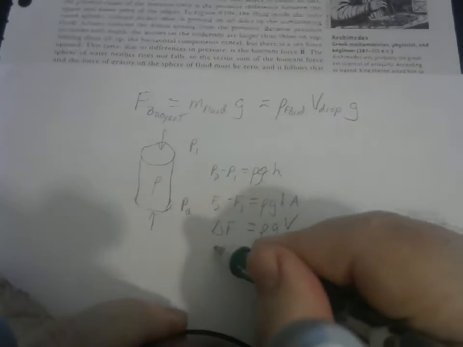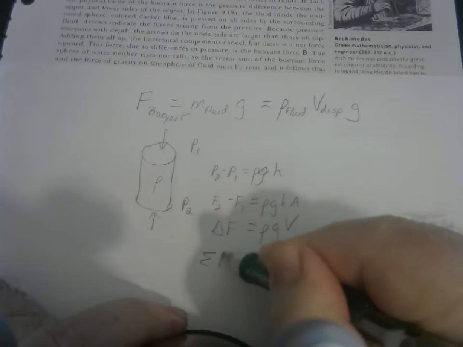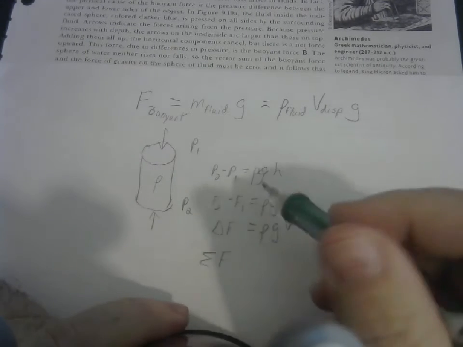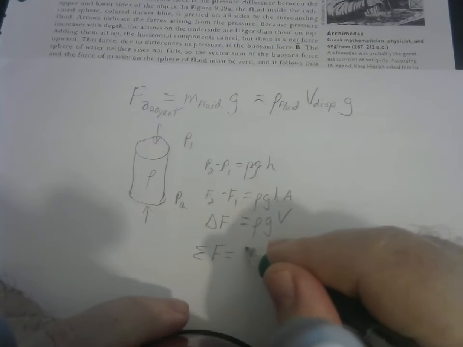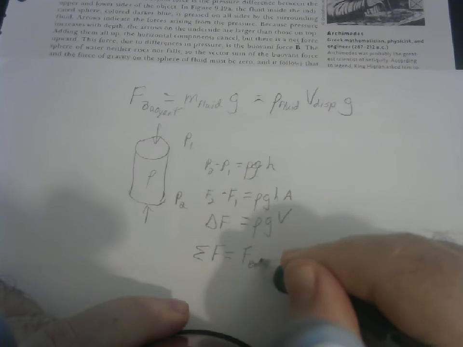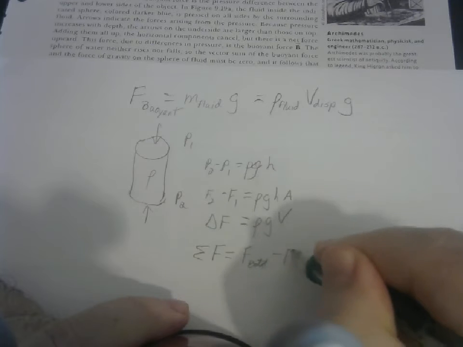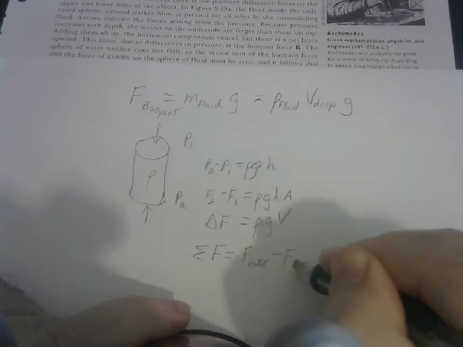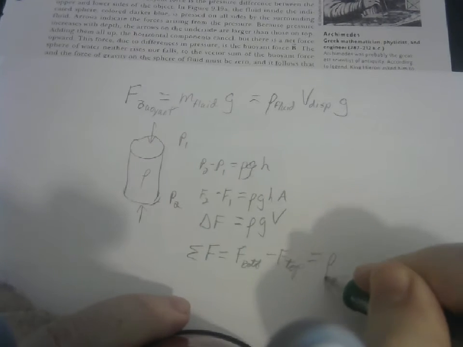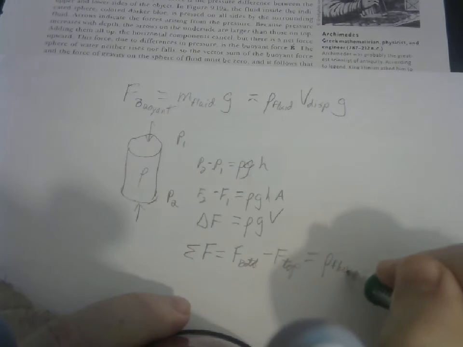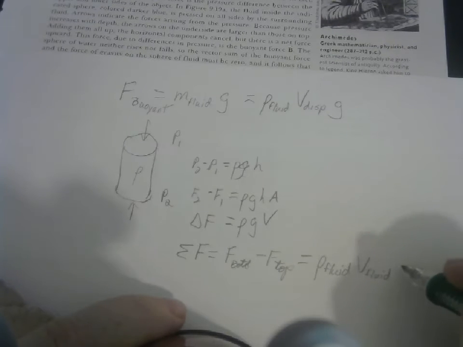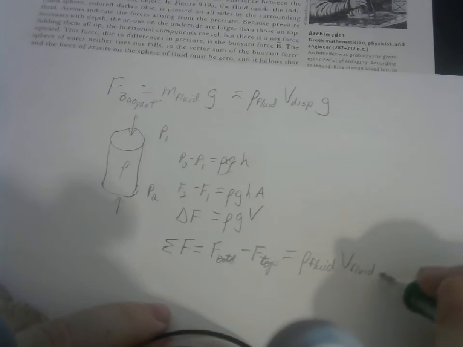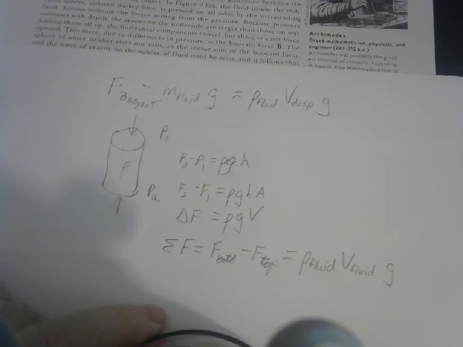So that makes the net force, which is the force on the bottom minus the force on the top, equal to the density of the fluid times the volume of fluid displaced times gravity.